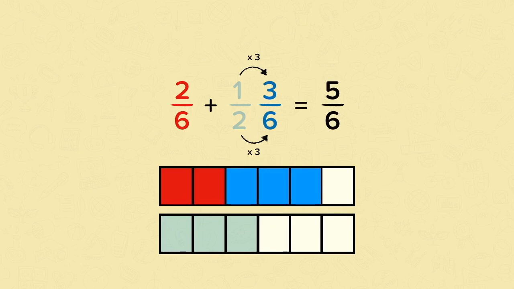Now that the denominators are the same, we can add the fractions. We simply add the numerators together and leave the denominator the same. 2 add 3 equals 5, so 2/6 add 3/6, or a half, equals 5/6.